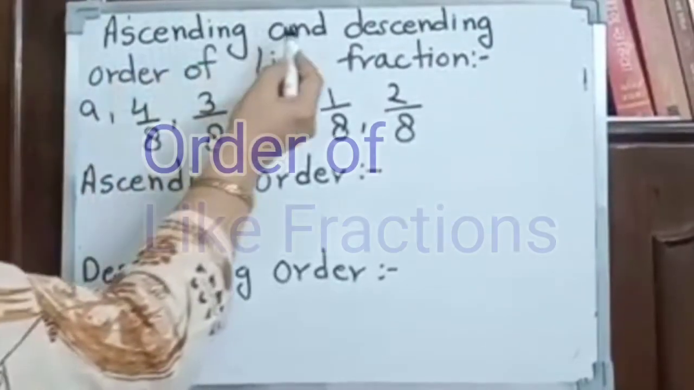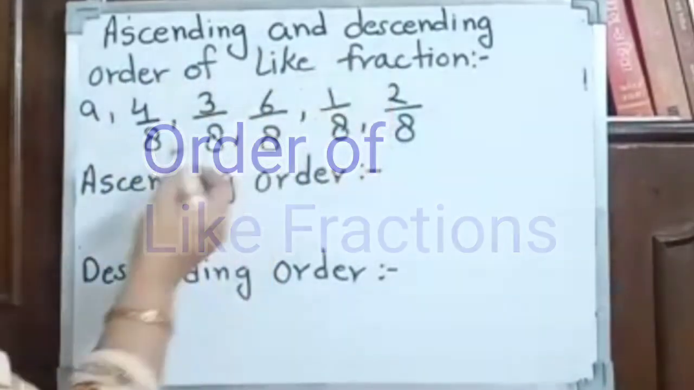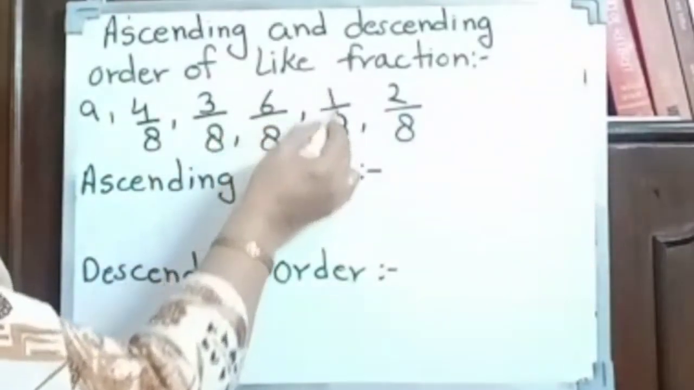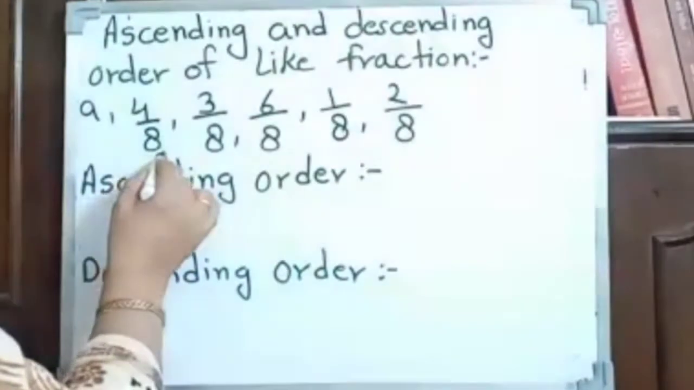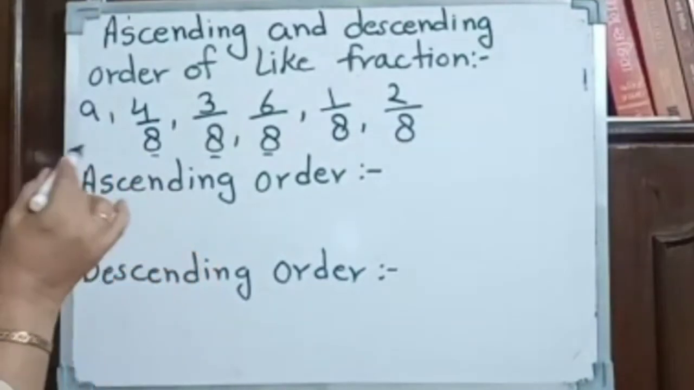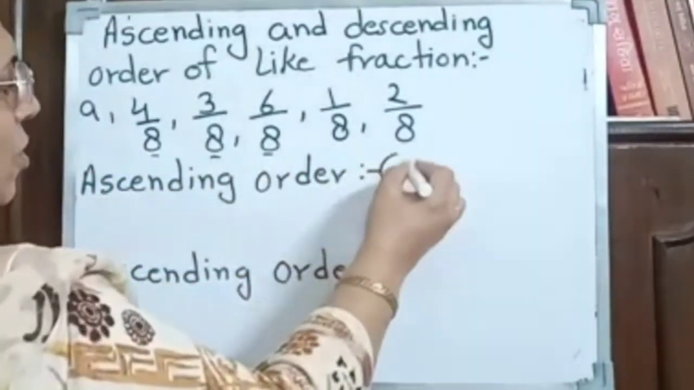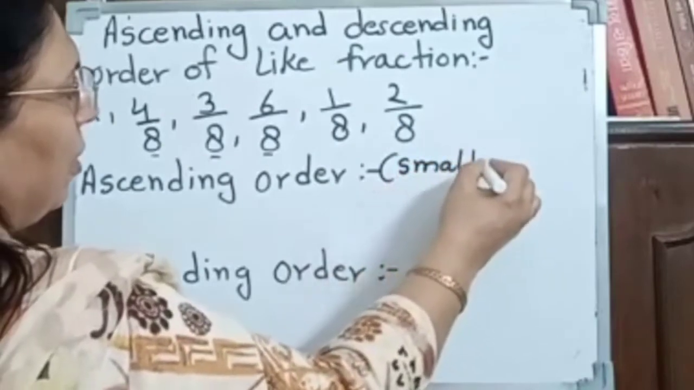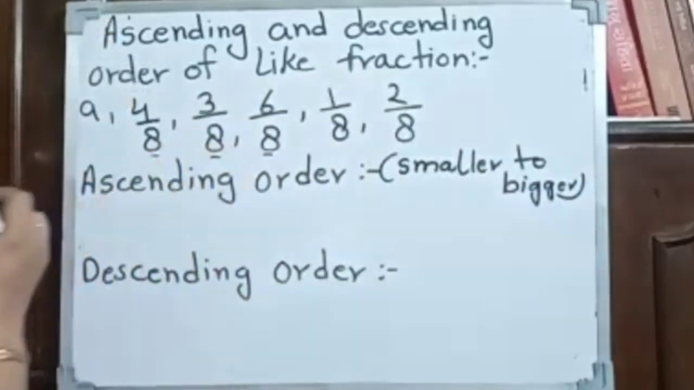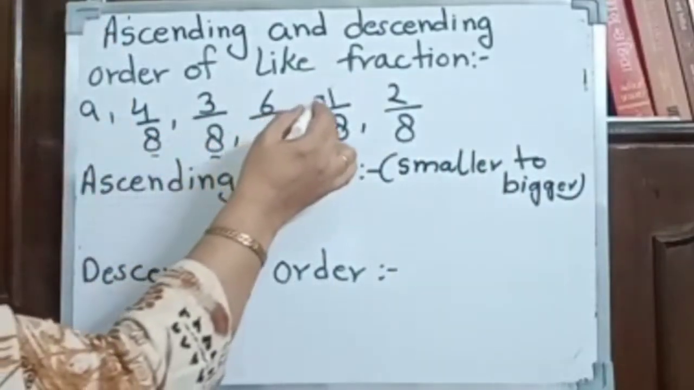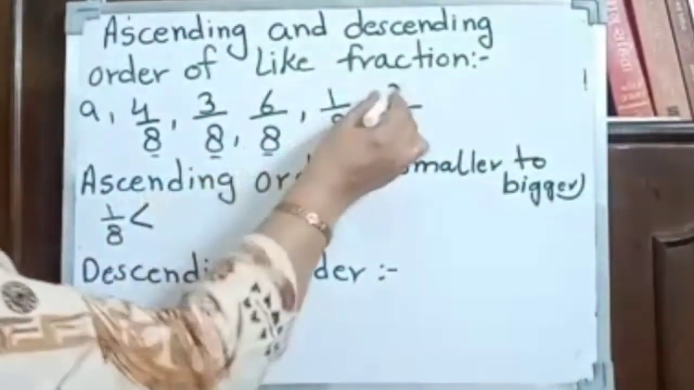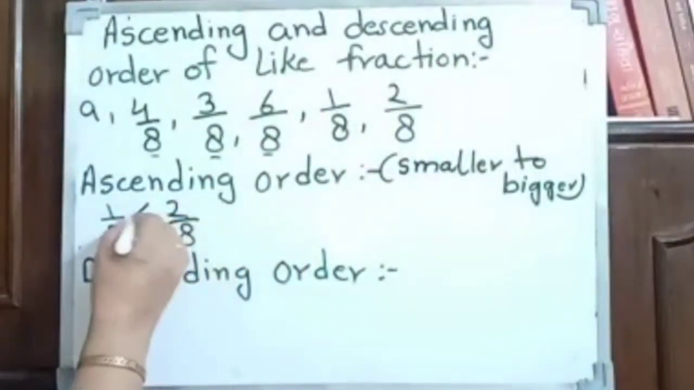Now we have ascending and descending order of like fractions: 4 by 8, 3 by 8, 6 by 8, 1 upon 8, 2 upon 8. The denominators are the same, so these are like fractions. How to make ascending order? Ascending order, you all know, is smaller to bigger. So which one is smaller? 1 by 8. Now which one is greater than 1 by 8? 2 by 8. So you have to put the sign like that.